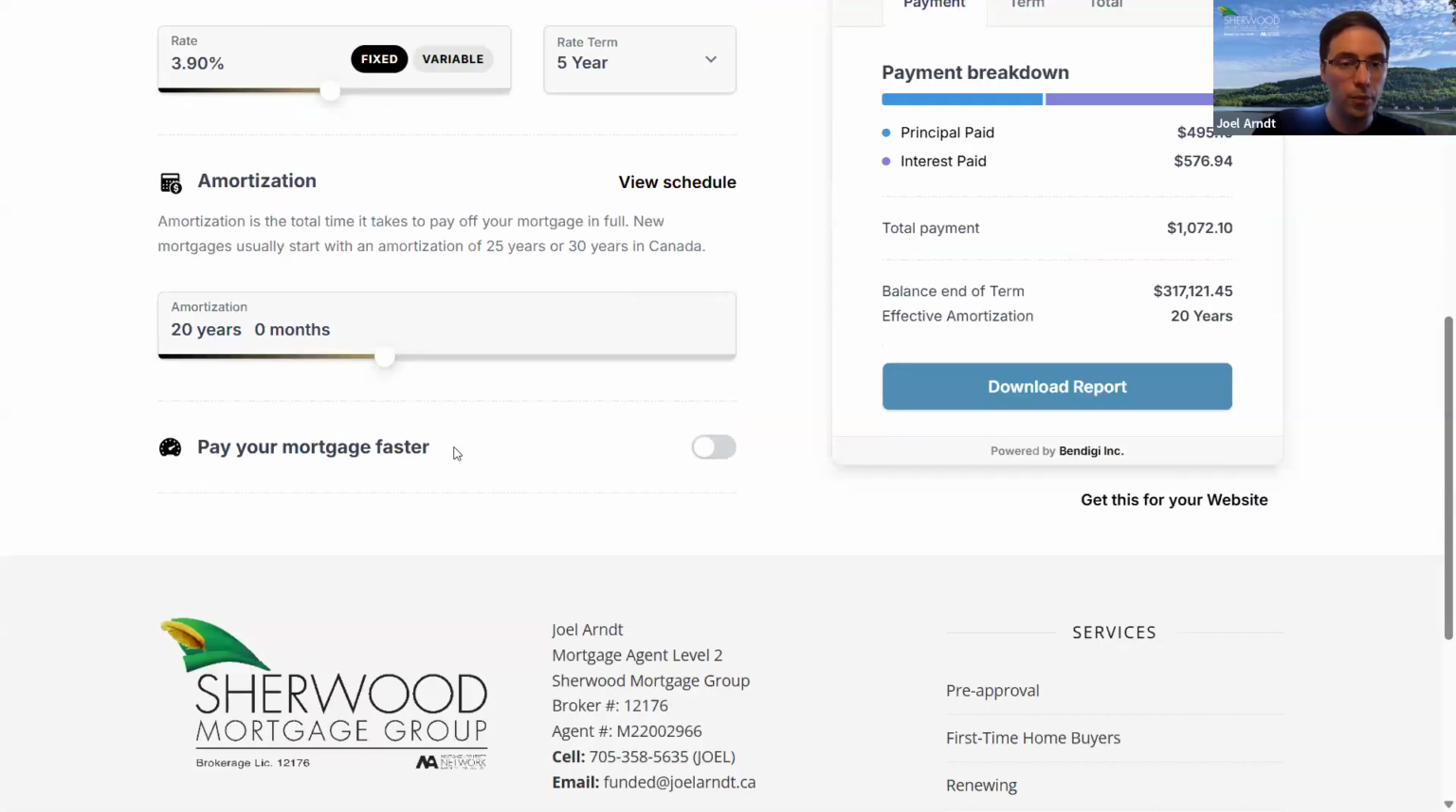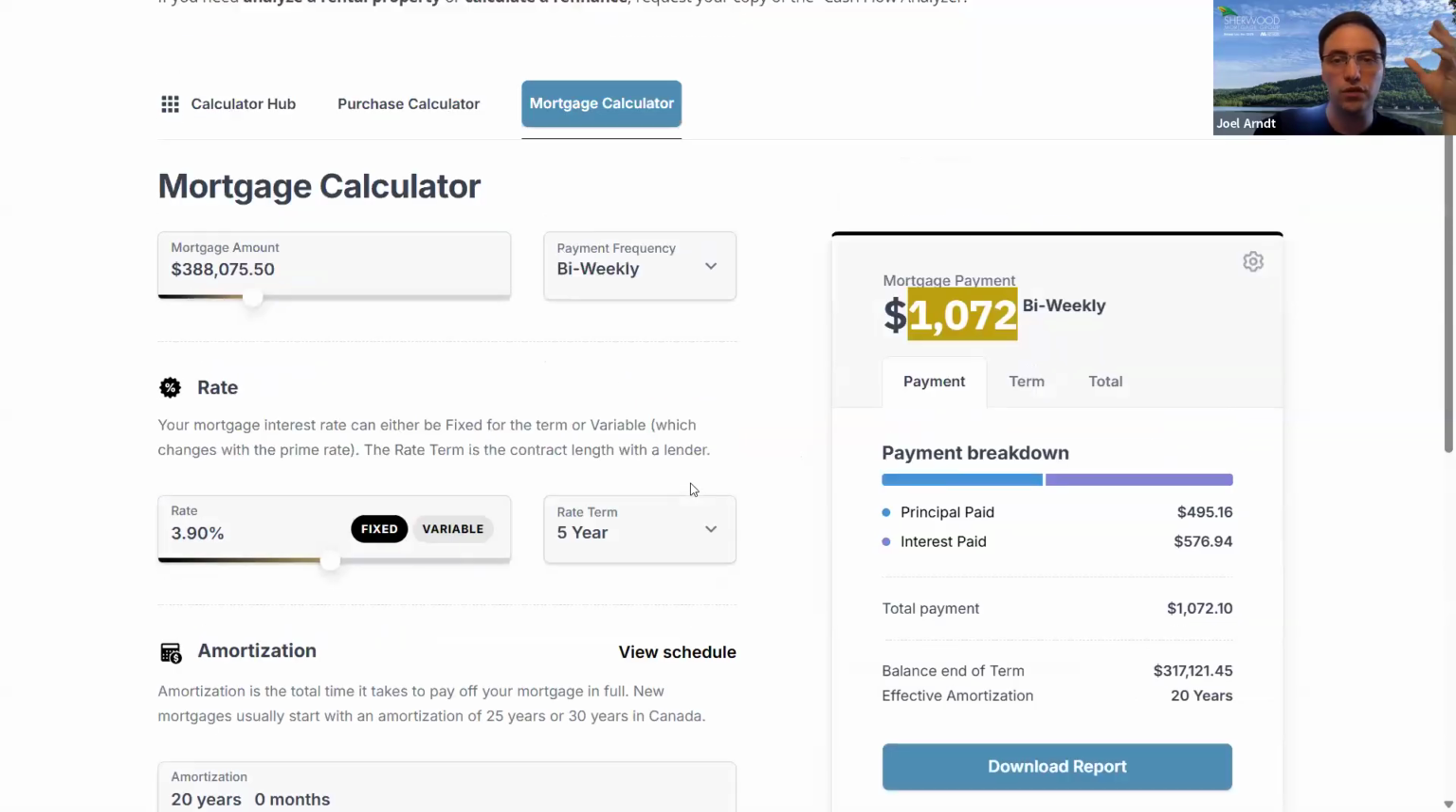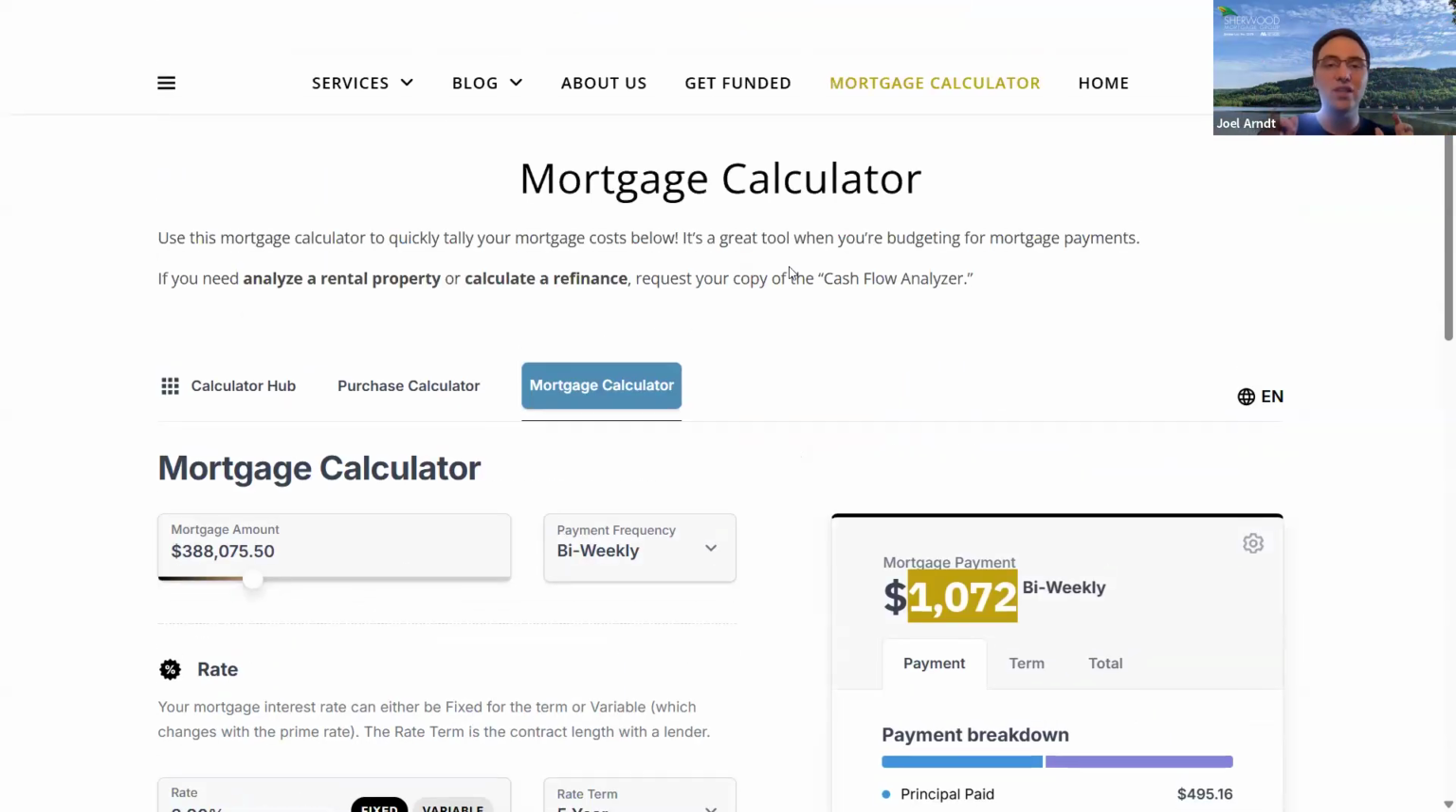And you can still pay your mortgage off faster. It doesn't have the options for monthly expenses because you already generally have that information. You're not looking ahead. You really just want to see what the mortgage calculation is going to be. That is how you use this mortgage calculator.